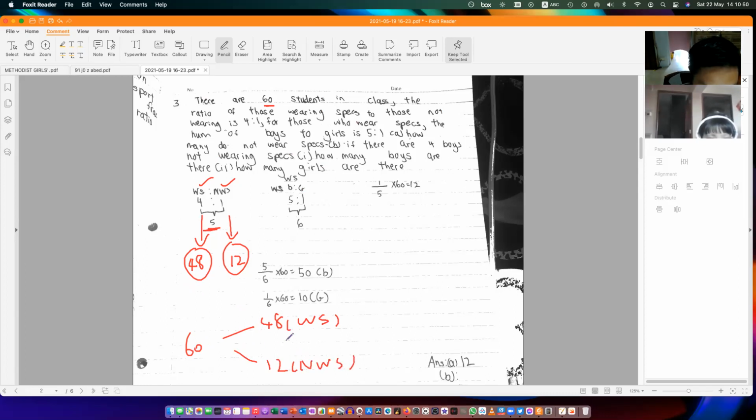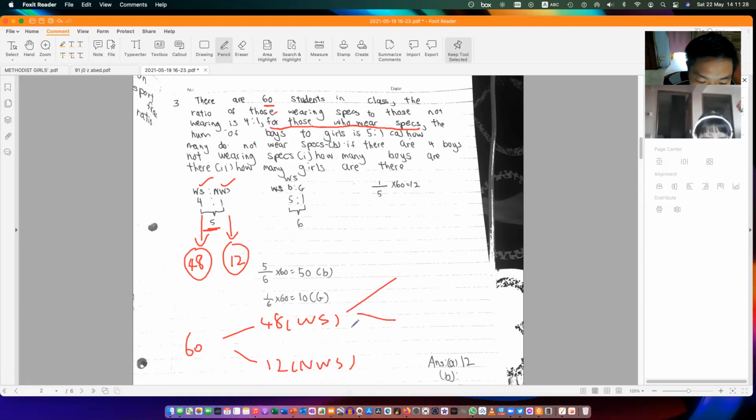Yeah. Okay, then you continue to read the question. Then it says what? For those who wear spec. Can you see this statement? For those who wear spec here? Okay, so let me just highlight it better. So it says for those who wear spec here. Can you see this? For those who wear spec, meaning you branch out from the wear spec one or the not wear spec one. Given this statement, for those who wear spec, they are going to branch out from here, right?